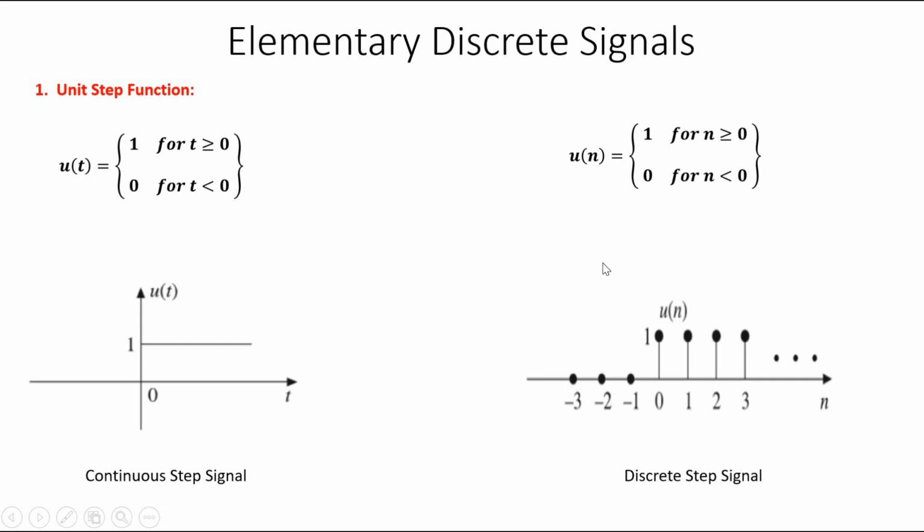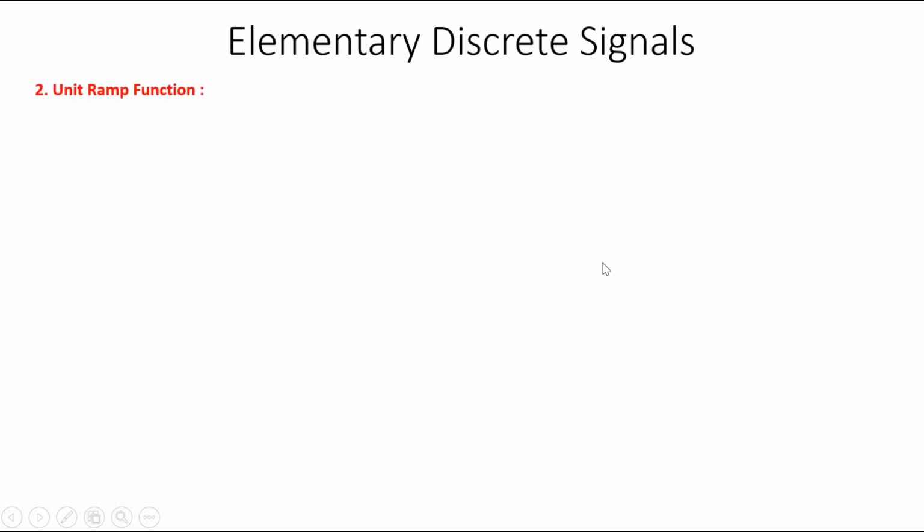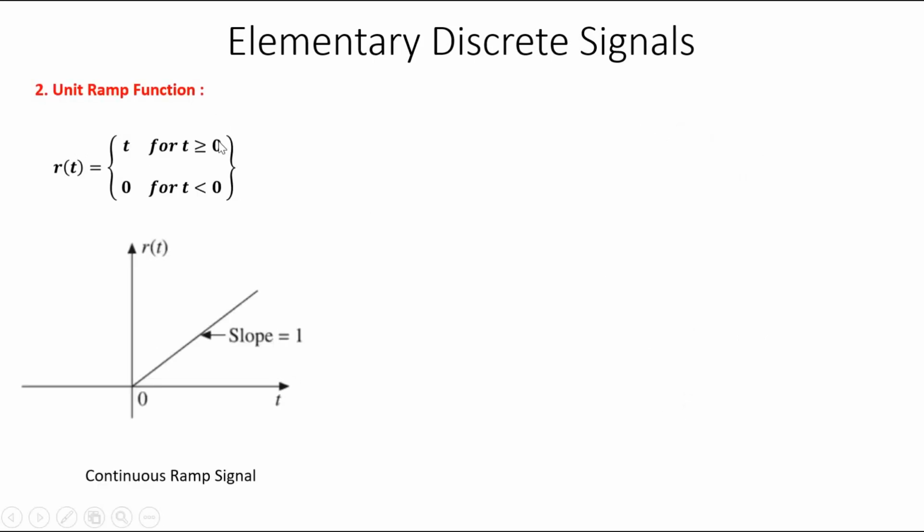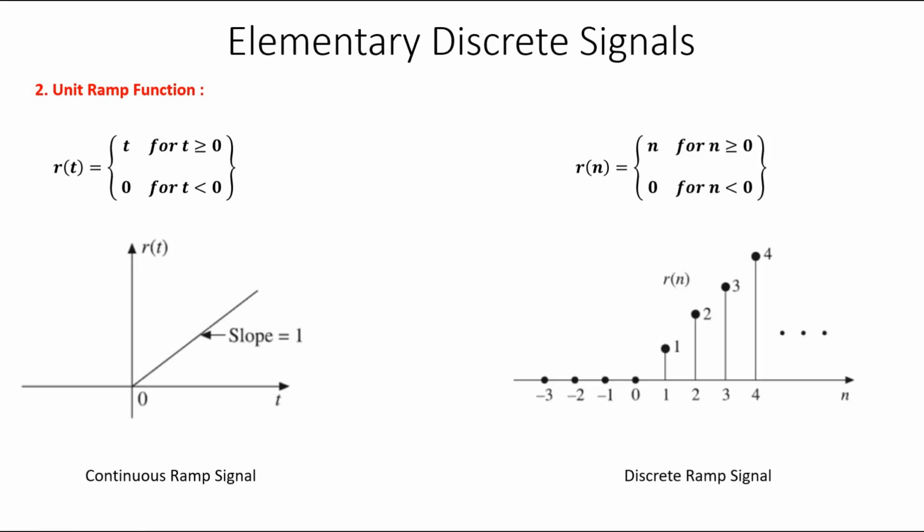It will be only at some instants. Next one is the unit ramp function. For the continuous case this was the case, and for the discrete case it will be discretized. Up to 0 it is 0, and at n equal to 1 the value is 1, n equal to 2 the value is 2, n equal to 3 the value is 3, like that. So we can plot the discrete ramp signal like this.